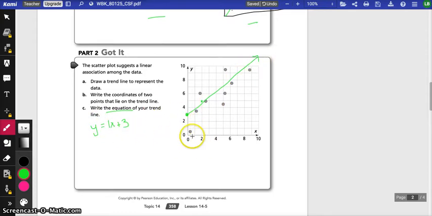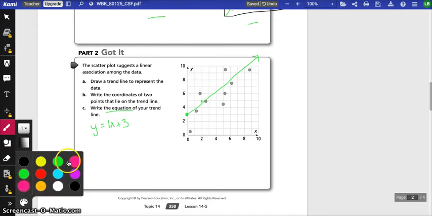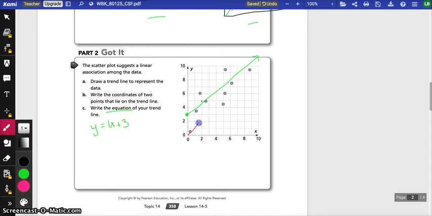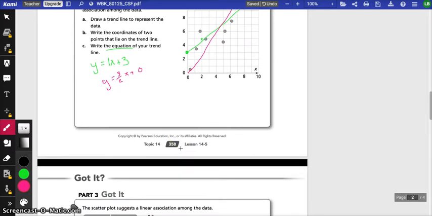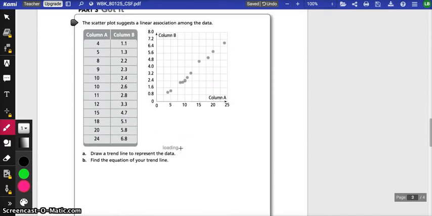And you may have chosen a different line. Maybe you chose, I'll do it in pink here, maybe you did start from the origin and you kind of went up like this. Maybe that was your line. If that's your line, maybe your slope is 3/2. So maybe it's y equals 3/2 x plus 0. Something like that. Okay, so there's a few different possibilities, but we're looking for a line that represents the data in a really clear way. Okay, and then we use that line to solve problems.